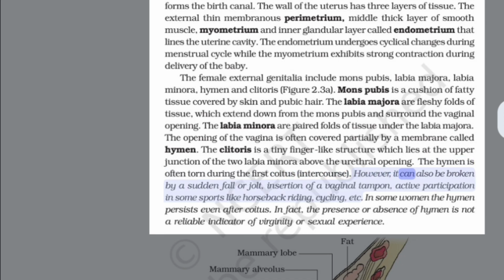However, it can also be broken by a sudden fall or jolt, insertion of a vaginal tampon, or active participation in some sports like horseback riding, cycling, etc. In some women, the hymen persists even after coitus. In fact, the presence or absence of hymen is not a reliable indicator of virginity or sexual experience.